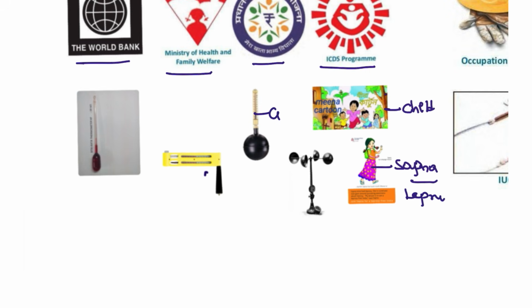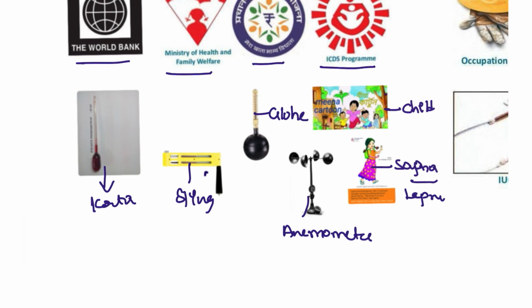Okay, this is the globe thermometer. This is the sling thermometer, and this is the kata thermometer. Okay, this is the anemometer. The kata thermometer is for cooling, and the sling thermometer is for humidity.